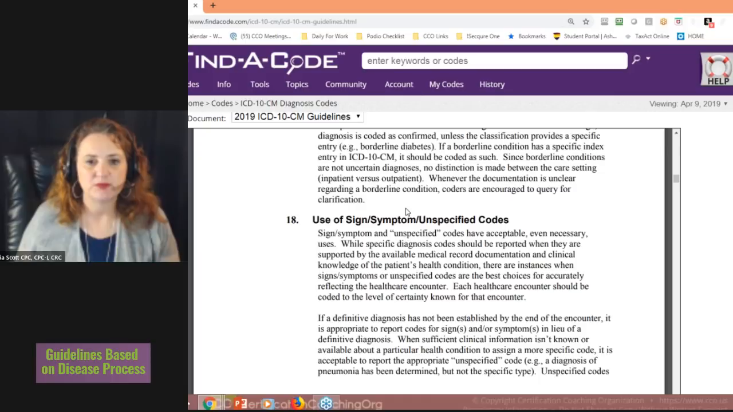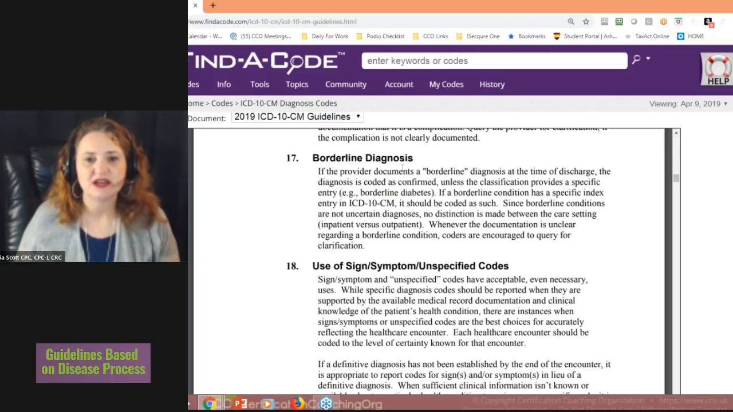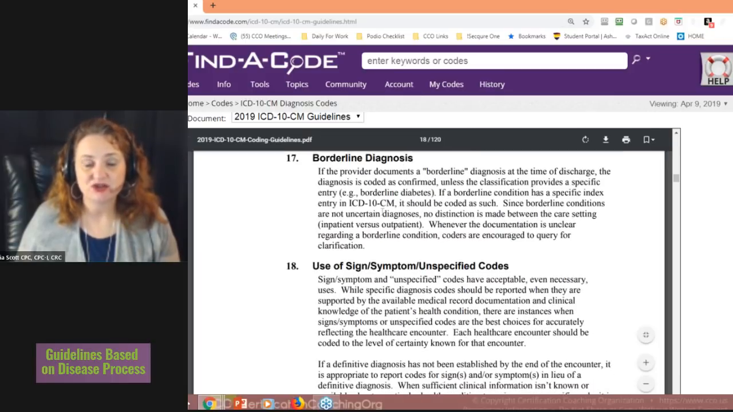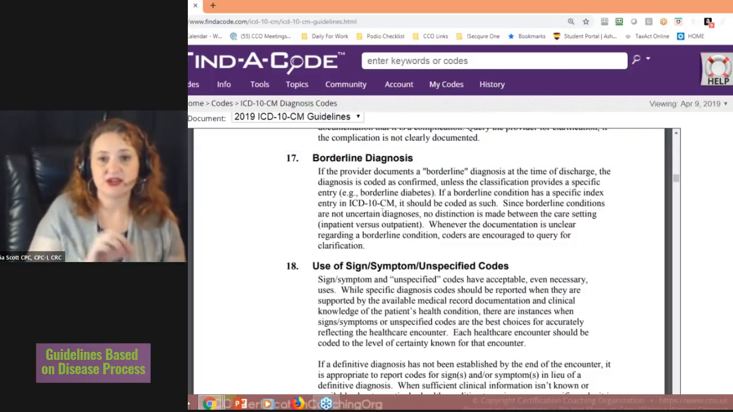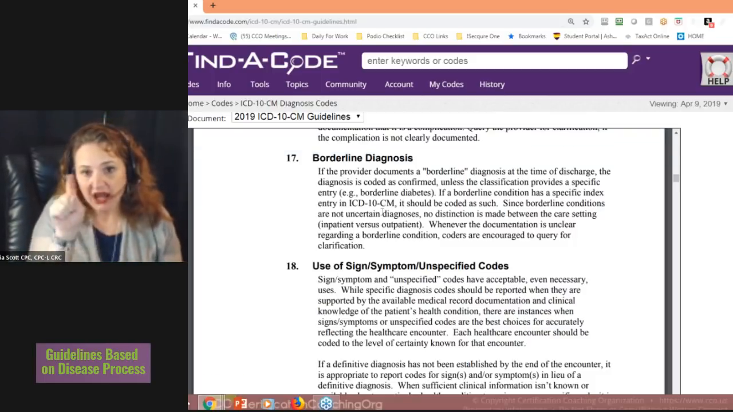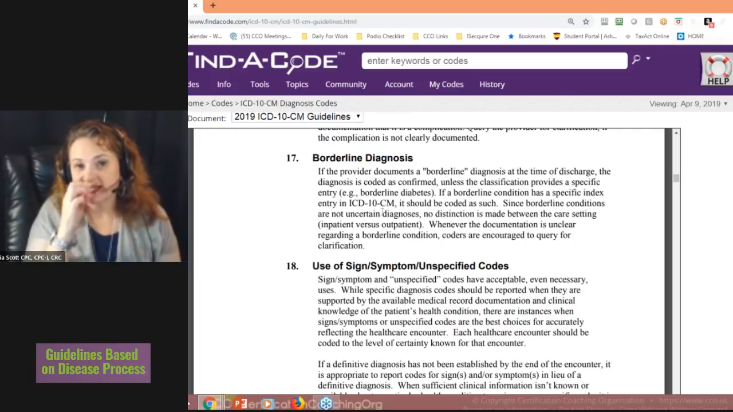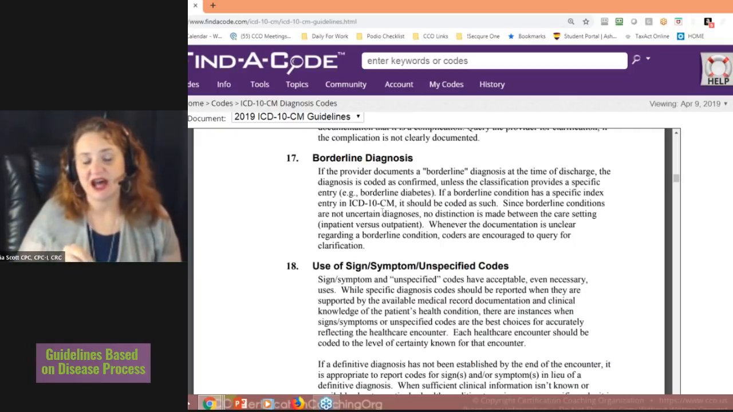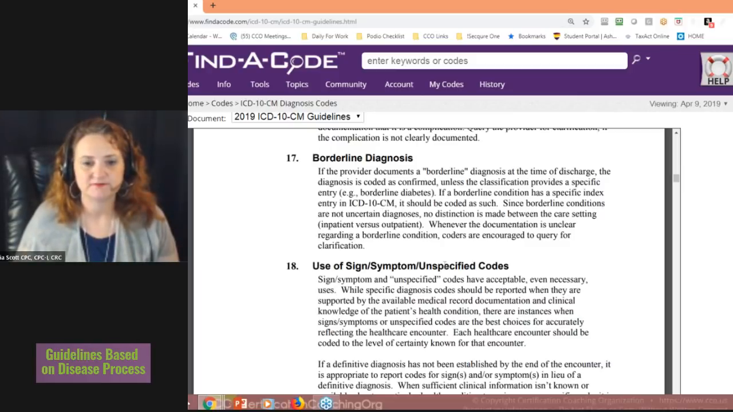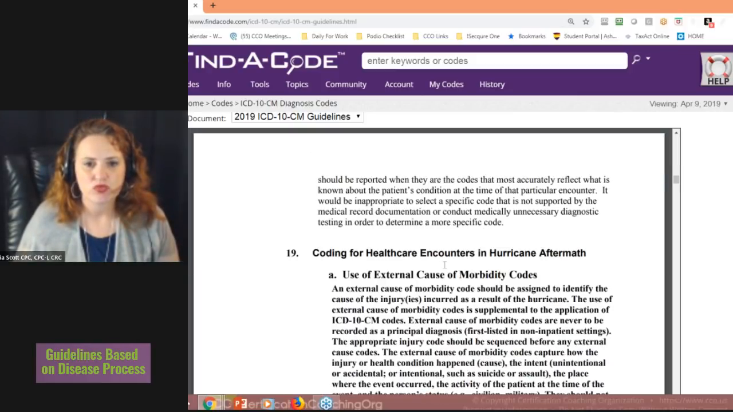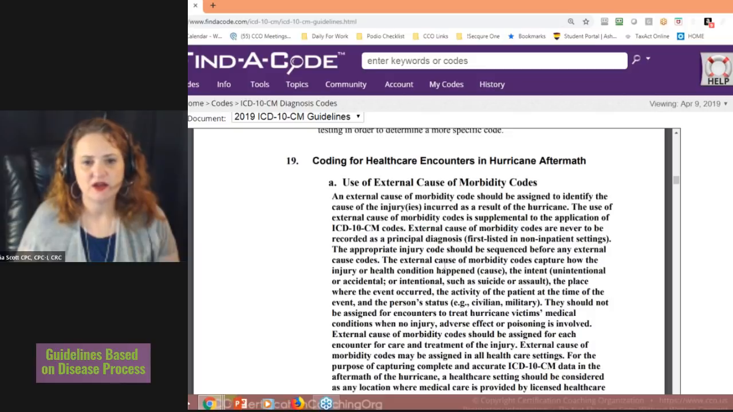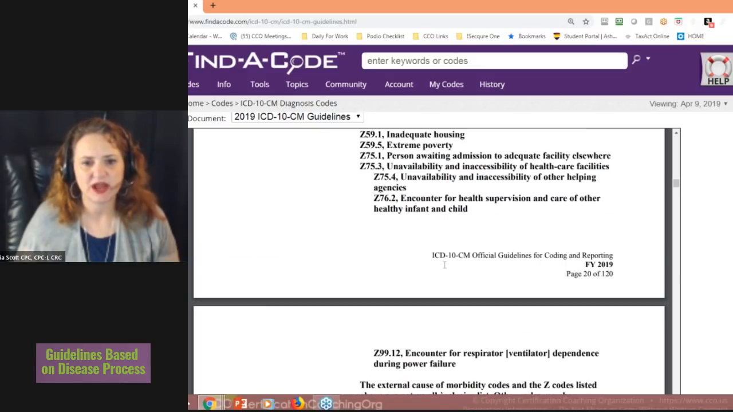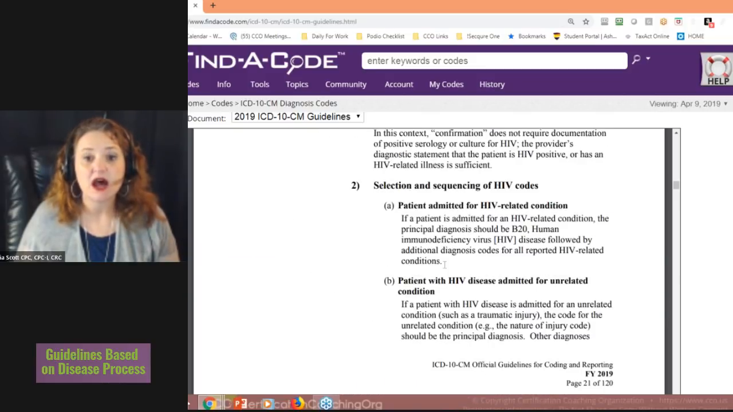Let's see, borderline diagnoses. There is a diagnosis for borderline conditions. So you need to go to the index, look up borderline, and see what they are, because it is a diagnosis. It's part of a disease process, borderline. And that's why we have that. We're going to skip through there. I think that's about it.